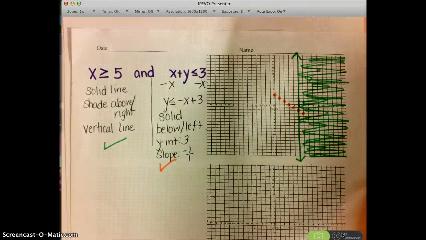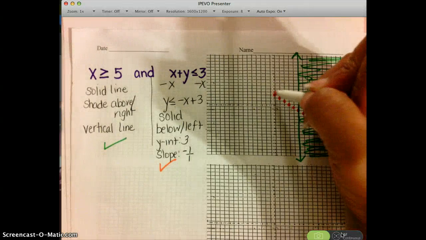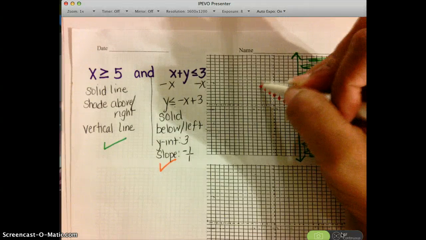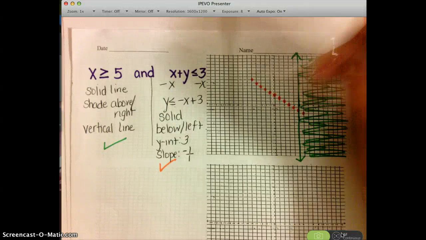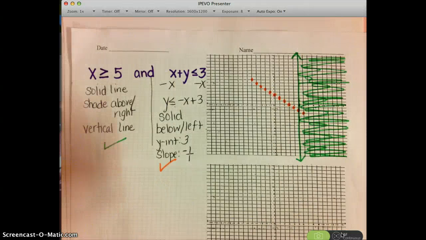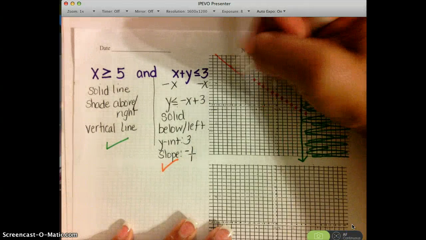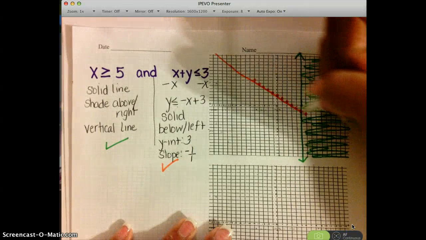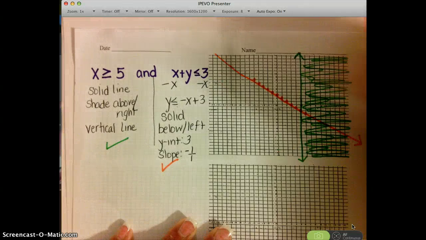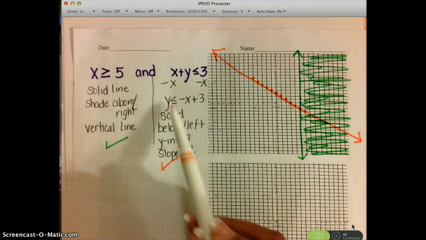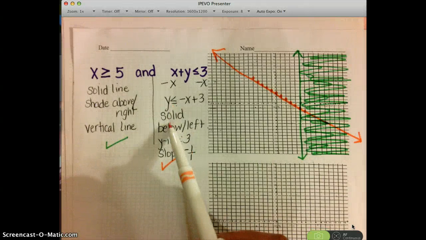And then the opposite would be up 1, left 1. All right, so that's enough points. We're going to connect these points using a solid line. I'm going to extend it through the entire graph. And this one said less than, so we're going to shade below.